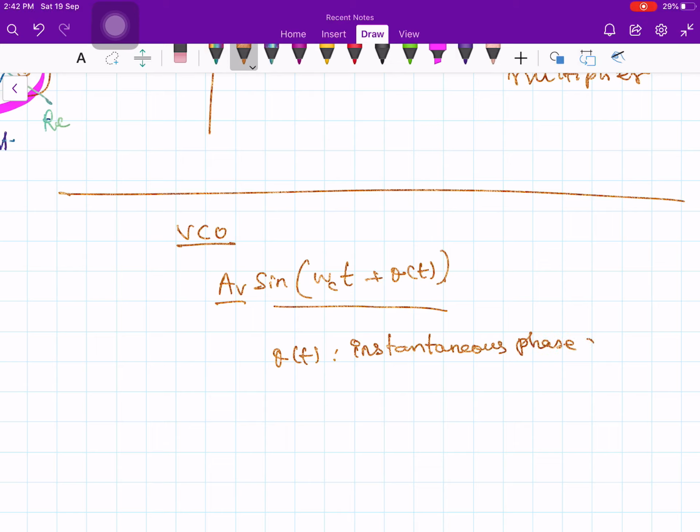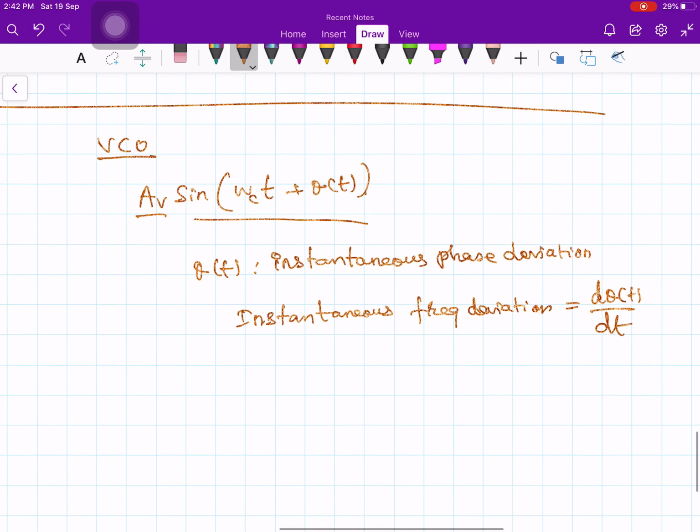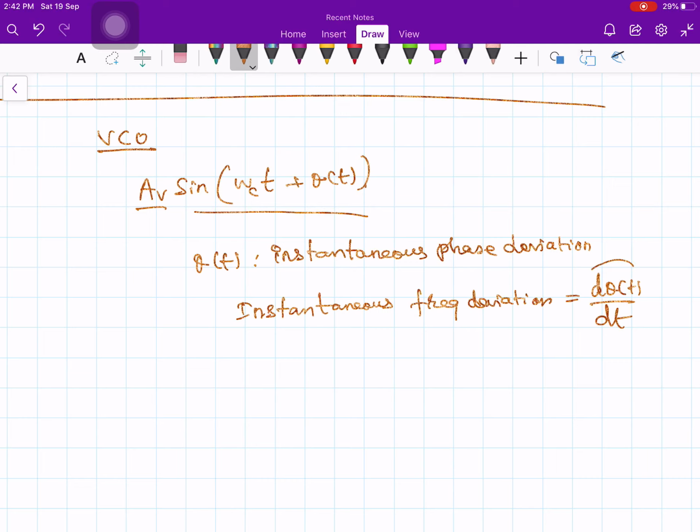Phase deviation. Now the next question is instantaneous frequency deviation. And this one is given by the derivative of your phase, d theta by dt. And this instantaneous frequency deviation must be proportional to the input signal. Why? That is the principle of your voltage controlled oscillator.